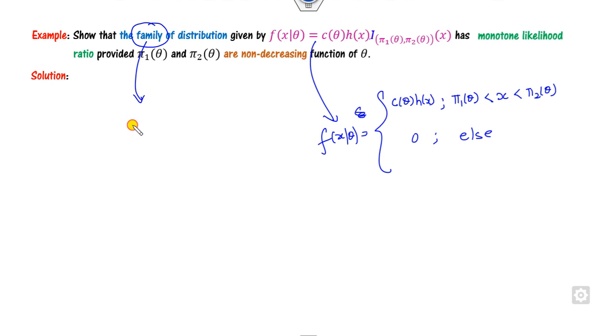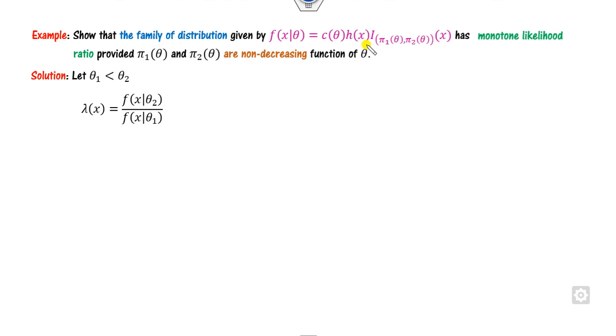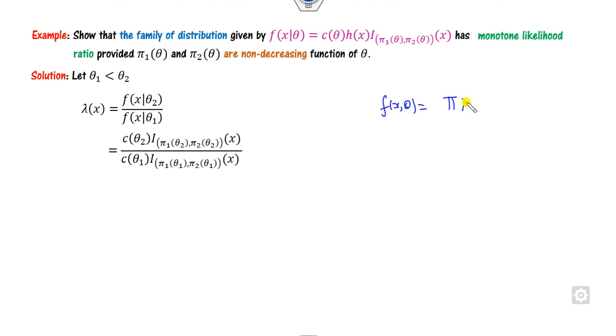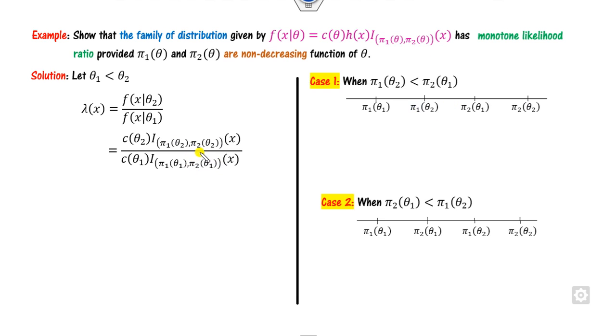There is a family, so it means you have to first define the likelihood function. So we can define the likelihood function. Why is it so? Because if you define the likelihood function, this is the product of c of theta, h of x and I of this. So if I divide it by the product of c of theta 1 and h of x, because this is independent, I can cancel out, and this range is with respect to the x theta 2 and this is theta 1. Now again we will consider two cases.